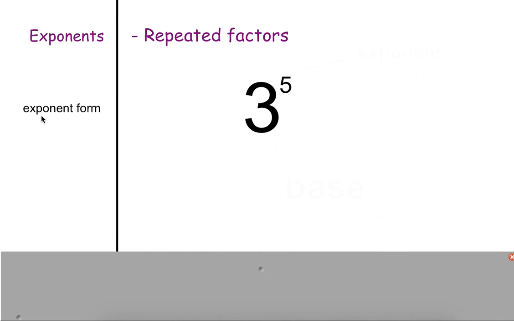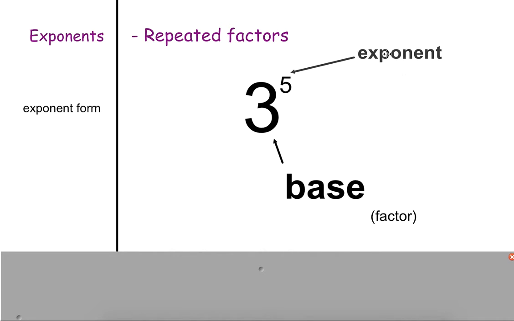I want you to write the word exponent form. What that means is a number written with a little exponent up here. So I want you to write a big number 3 with a little 5 on it. The 3 is known as the base. That is the factor. The little 5 is known as the exponent. That's the number of times that factor is going to be repeated. So in this case, 3 is going to be repeated 5 times.